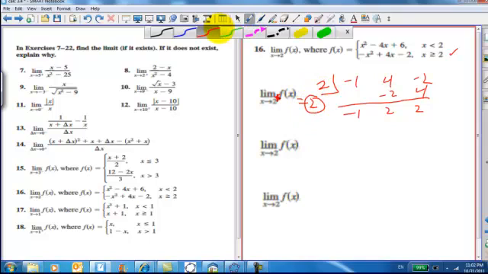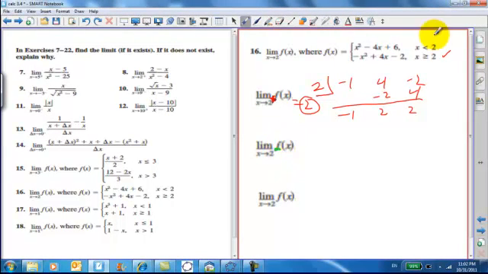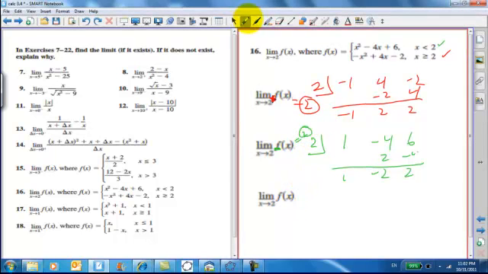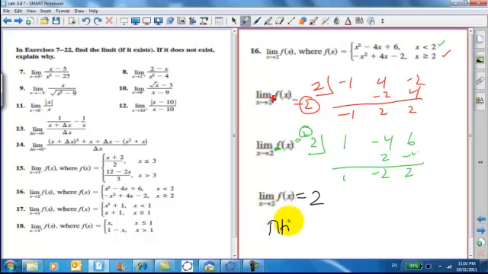Now if we come from the other direction, though, if we approach 2 from the left, that means I'm going to take values of x less than 2, so I'm going to use this formula. Now I put 2 into 1, -4, 6, 1, 2, -2, -4, 2. Well, that equals 2. So, therefore, what do we get for our limit? The limit as x approaches 2 of f of x is equal to 2. The directional limits agree.